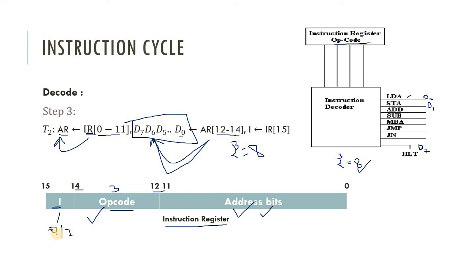Based on the value of the indirect bit, the addressing mode changes. If the value is 0, it uses the direct addressing method, and if the value of the mode bit is 1, the addressing method used is indirect addressing. So this is how the instruction is decoded in the decoding phase.